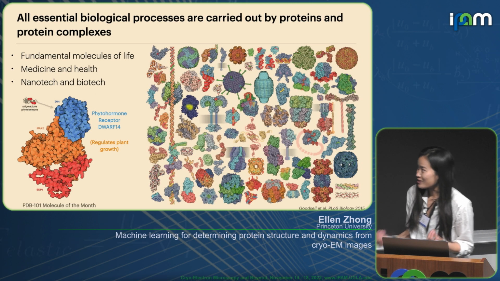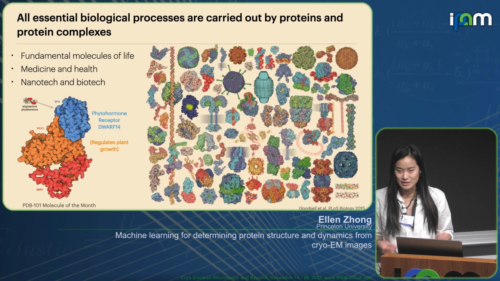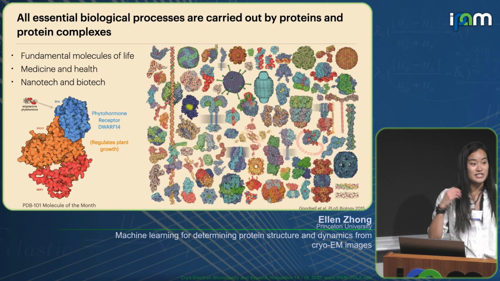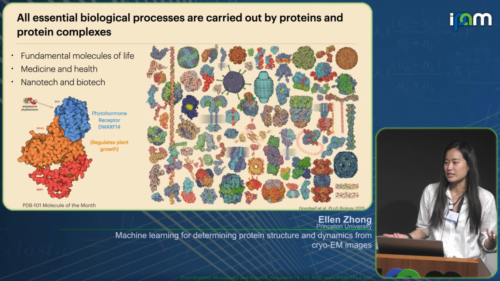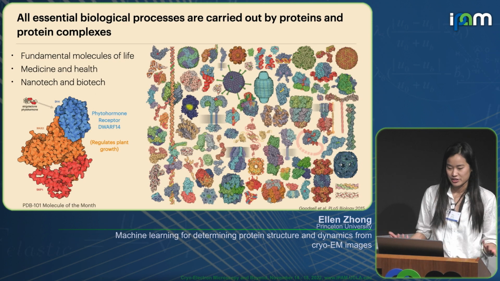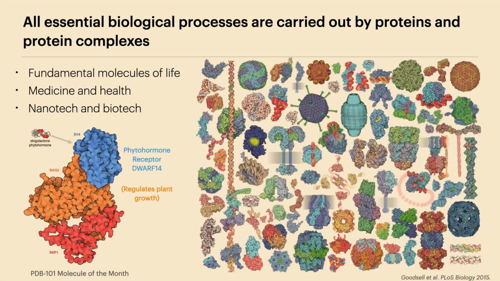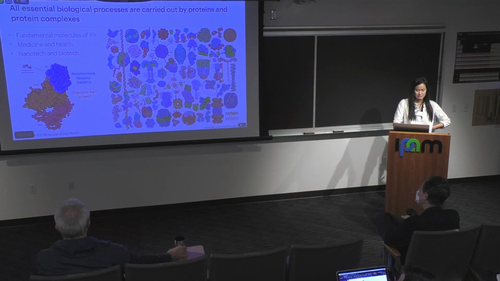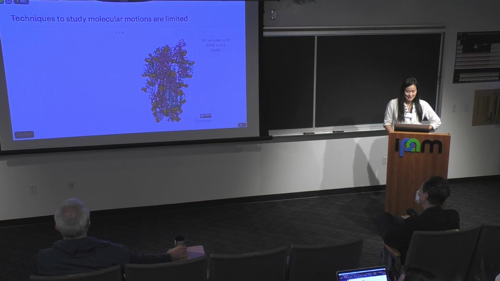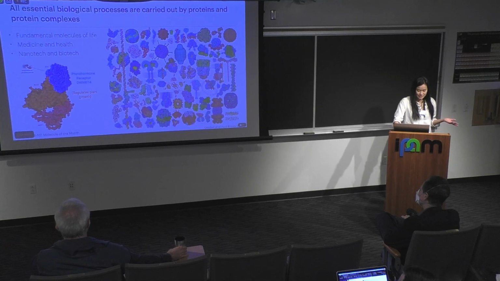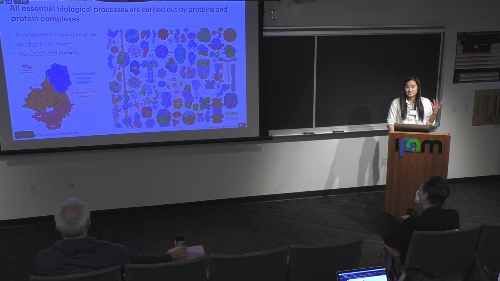All essential biological processes are carried out by proteins and protein complexes. If we can understand their structures, the goal of structural biology is that we can better understand their functions. So we can understand these fundamental molecules in all essential biological processes and also develop new therapeutics to intervene in medical and health applications, as well as in nanotechnology and biotechnology applications. This is last month's PDB 101 Molecule of the Month. Unfortunately, these images are just static pictures.